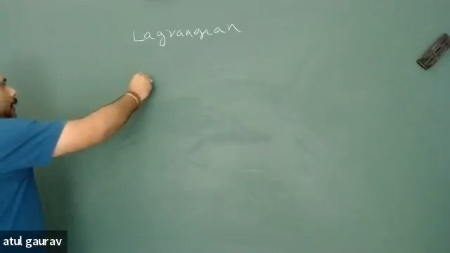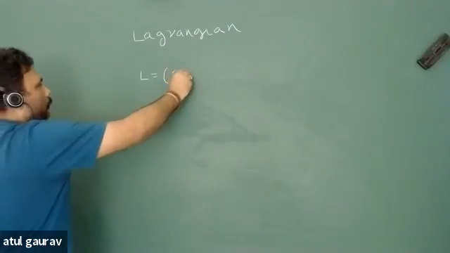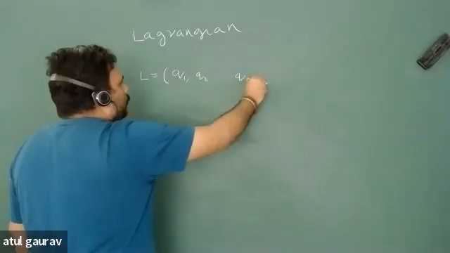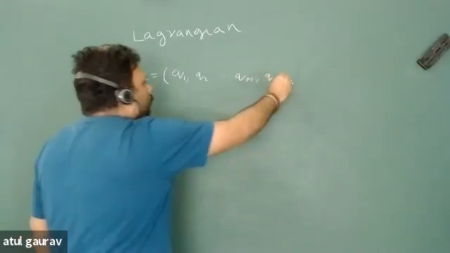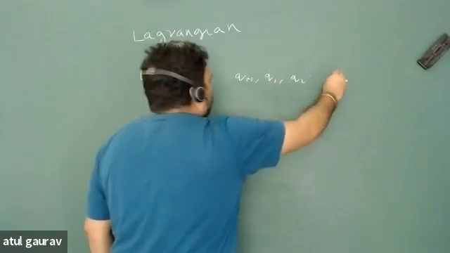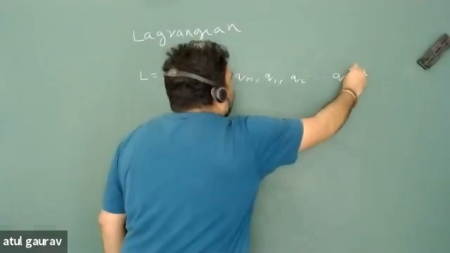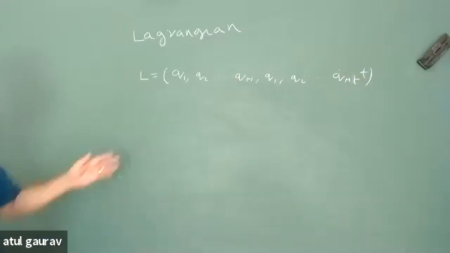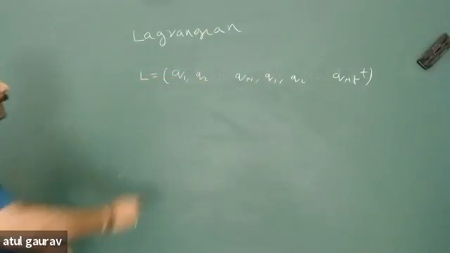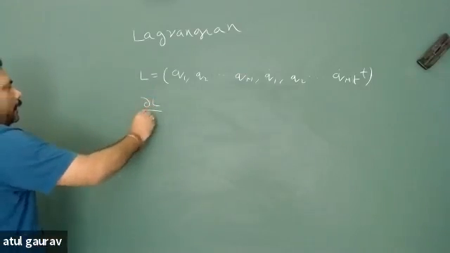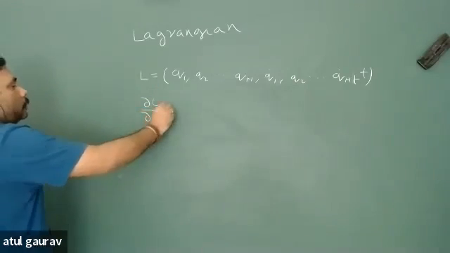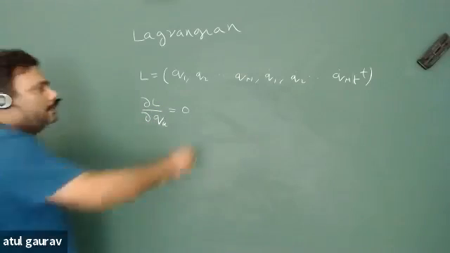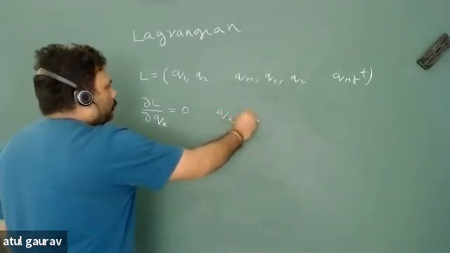Suppose I have a Lagrangian, and this Lagrangian has n number of coordinates q1, q2, up to qn, and q1 dot, q2 dot, up to qn dot, and maybe a function of time also. Now you have all the coordinates. Suppose you are checking some particular thing, del L upon del qk for a particular coordinate qk. If this is 0, then qk is identified as a cyclic coordinate.